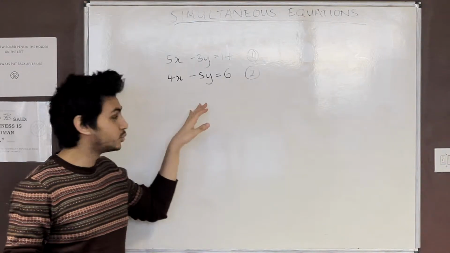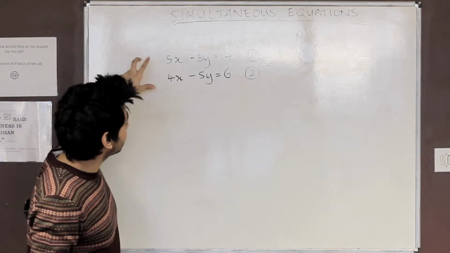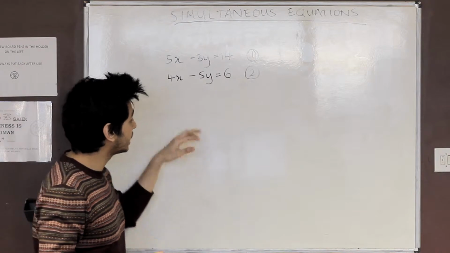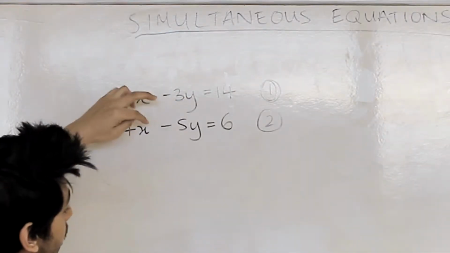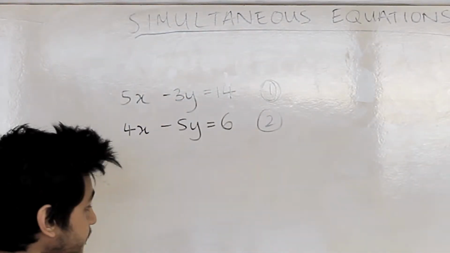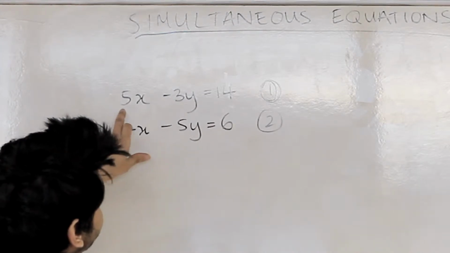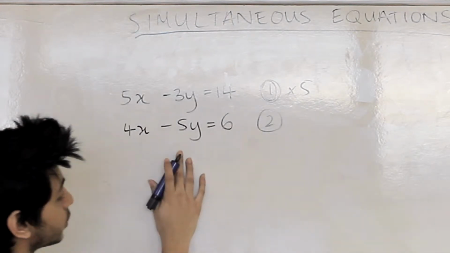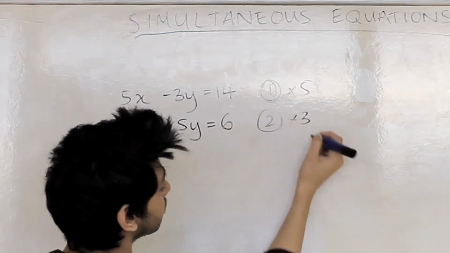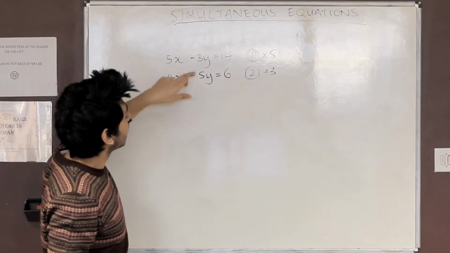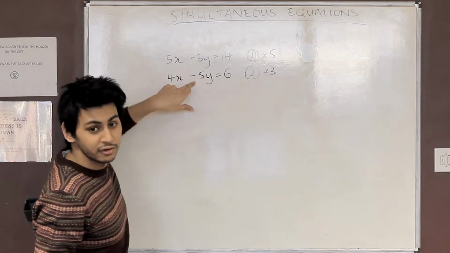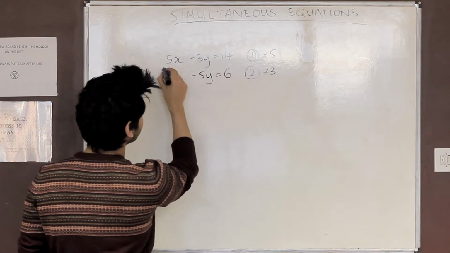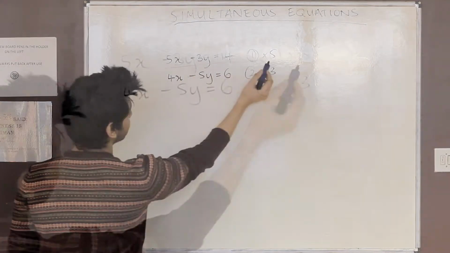So now we've got our two equations labelled, we're going to find one of the variables and change it so that we can eliminate one of the variables. In our case, if we look at the y coefficients, both of these are factors of 15. So what we're going to do is multiply the first equation by 5 and our second equation by 3. Okay? What this will do is give us a coefficient of 15 for the y variable in both our equations.